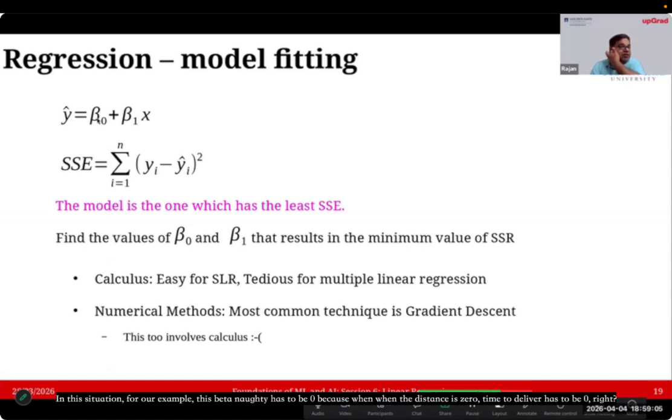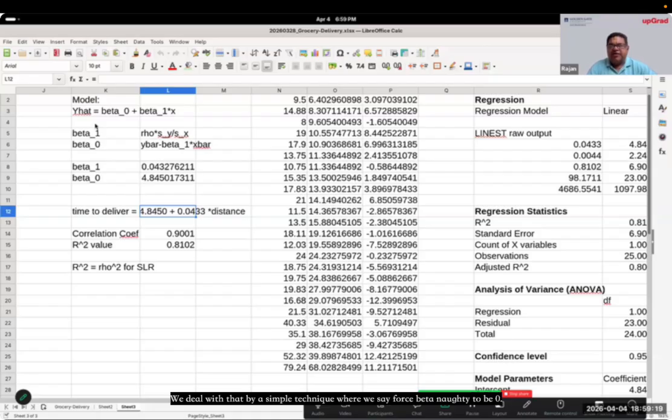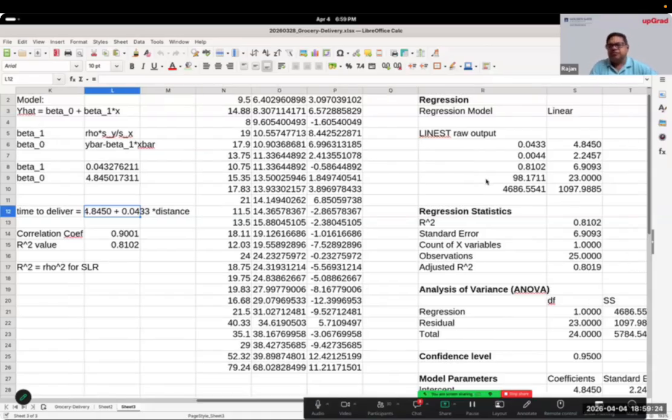For our example, we will use only one variable. Beta naught has to be 0, because when the distance to the model is 0, the world oil output has to be 0. So how do we deal with that? We deal with that by a simple technique where we force beta naught to be 0. So what we do is go ahead and build 5 models.